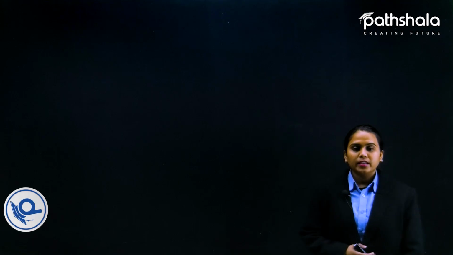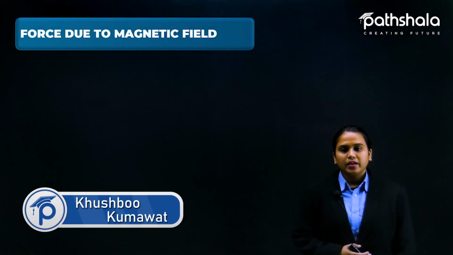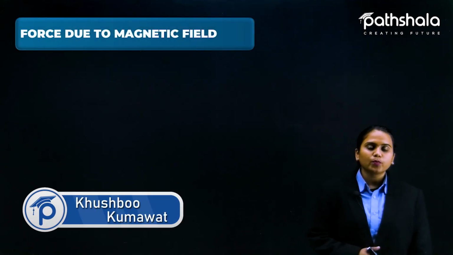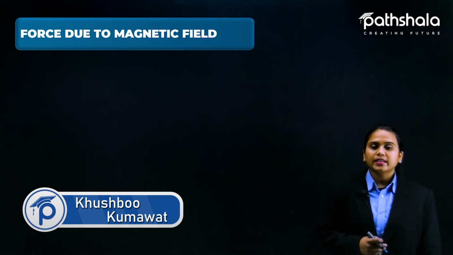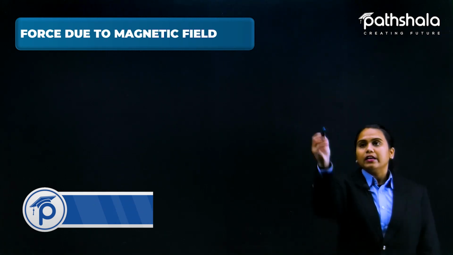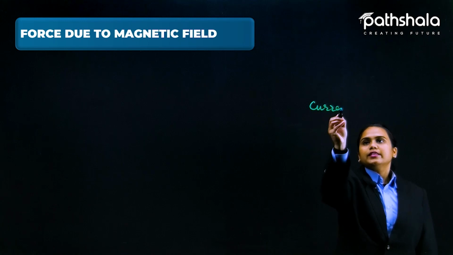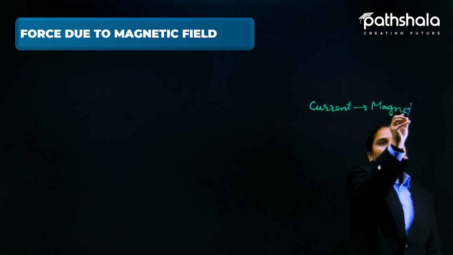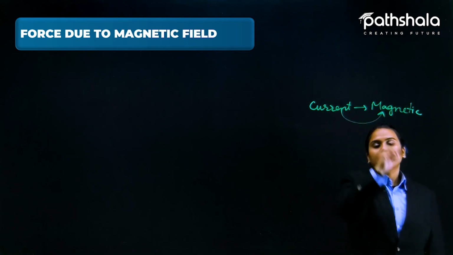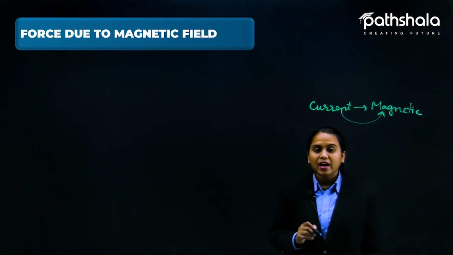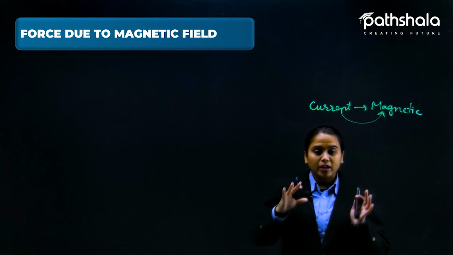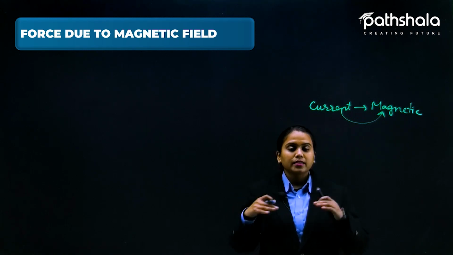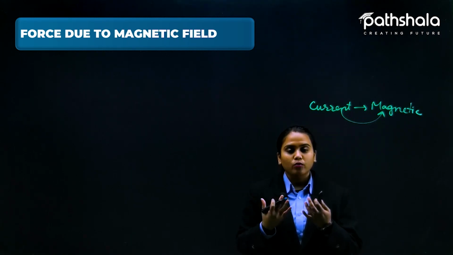Now students, let us see the new topic. Here we are having force due to magnetic field. As the name suggests, you know that current here is making magnetic field. The current is responsible for developing a magnetic field, and we have seen that a current is surrounded by the magnetic field around it.